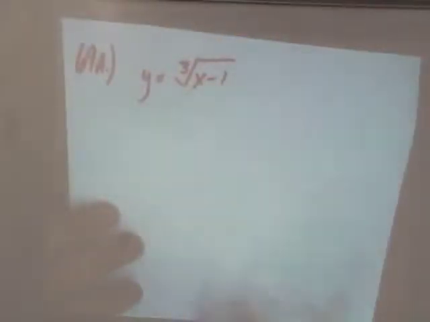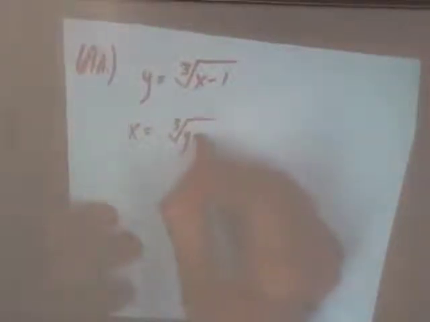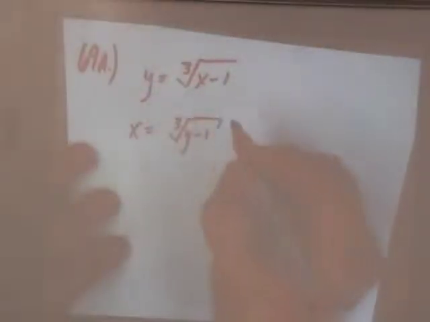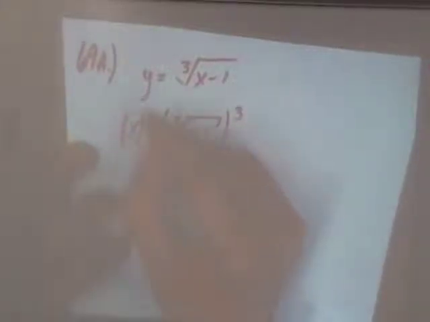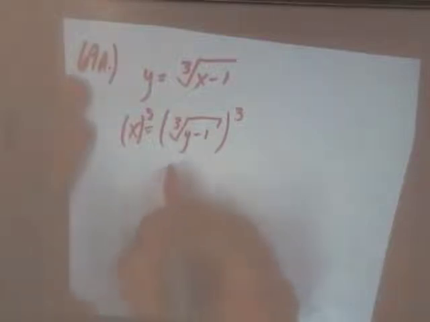So y is equal to the cube root of x minus 1. And step 1 to find the inverse is switch the x's and y's. So it'll be x equals the cube root of y minus 1. Step 2 is solve for y. So to get rid of the cube root, I will cube both sides. And then I'll go ahead and switch the sides so my y is on the left.